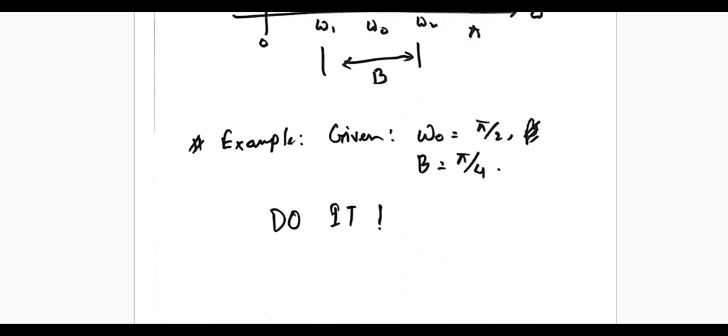So for example, if it is given omega 0 equals pi by 2 and the bandwidth, like the previous one, do the calculation and try to find the pole location for this given example. So this is your task. Whenever you return your class note for this lecture, please do it and put it in the class note so that I can check whether it is okay or not.